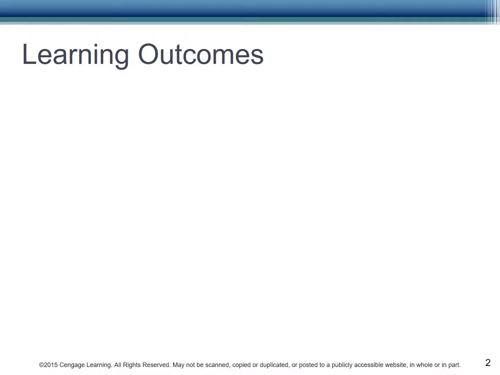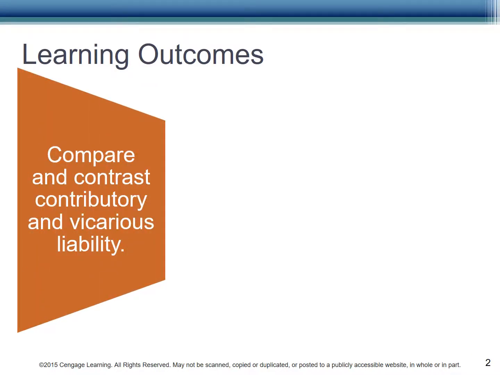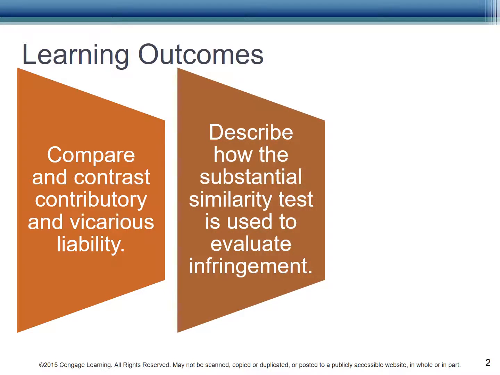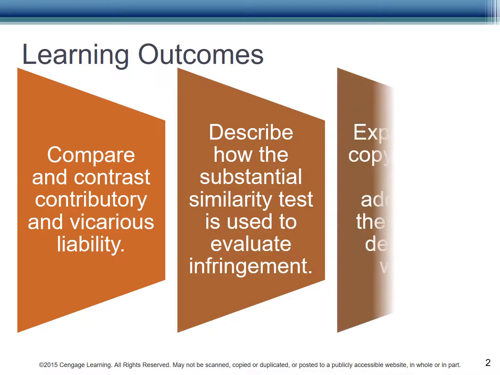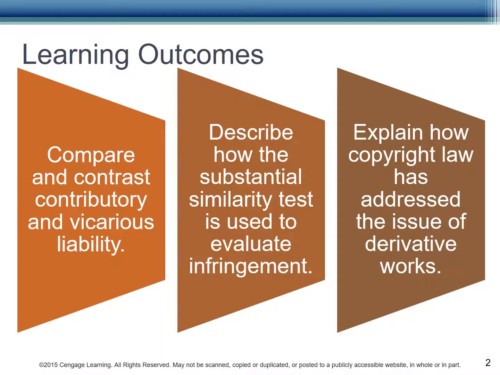The learning outcomes include: compare and contrast two types of liability, contributory and vicarious. Describe the substantial similarity test and how it is used to evaluate potential copyright infringement. Address the current use of digital sampling and how that affects potential copyright violations.